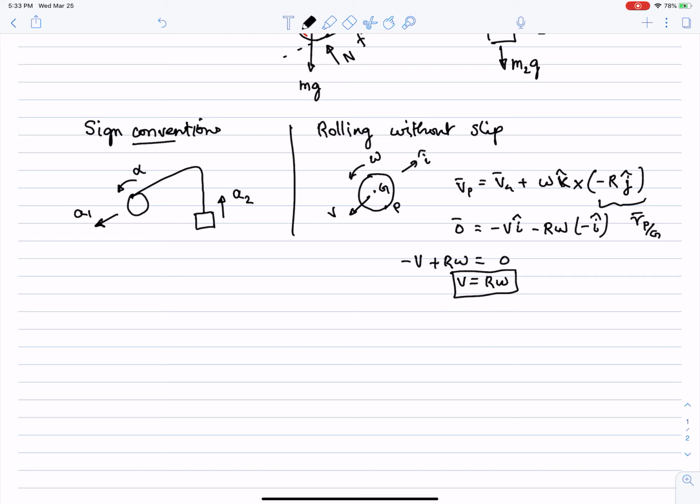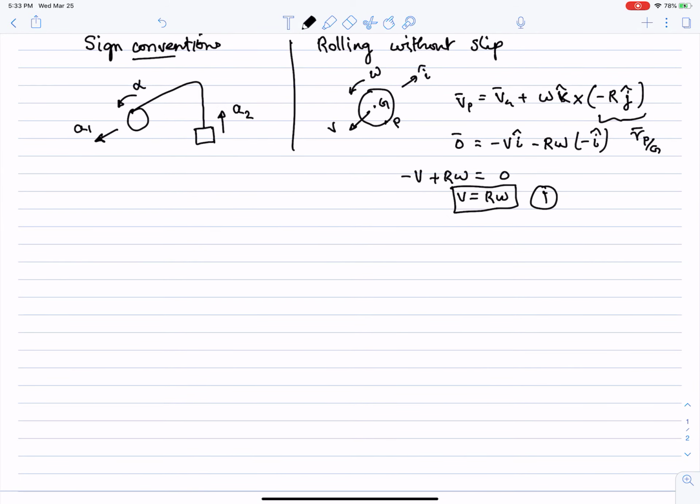So that's one way to think about it. Another way is that it's rotating about point P. This is a disk rotating about point P because that's the instantaneous center of rotation, so V equals R omega. That's perhaps a simpler way of thinking about the same thing: V equals R, this distance, times omega. So that's what we get for rolling without slip.